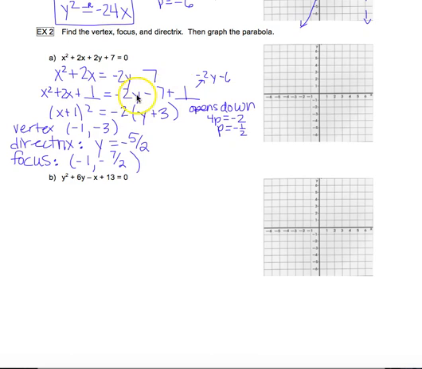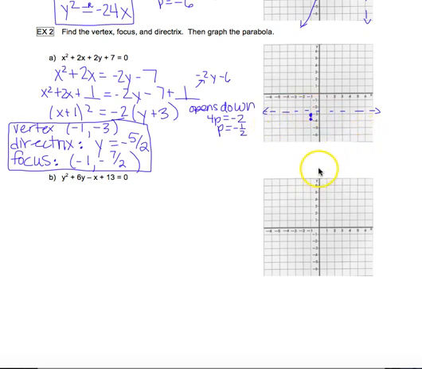So here are the key features it asked me for. That's part of my answer. And then I need to draw its graph. So negative 1, negative 3 is my vertex. For my focus, I'm going to go a half unit down, so a little baby movement down. My directrix is going to be a half unit up. So here we go with that.